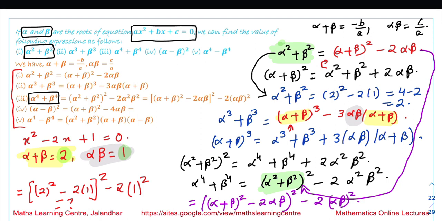So these are the formulas that we can use. Then, if you have to calculate alpha minus beta whole square, you can use this formula. If you want to calculate alpha raised to power 4 plus beta raised to power 4, you can use this kind of relation. So these are some basic identities that are given to you to calculate these values.